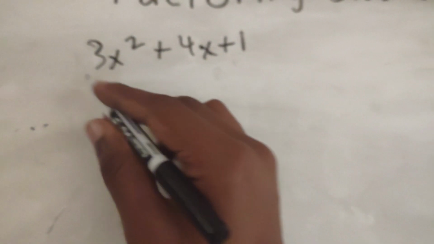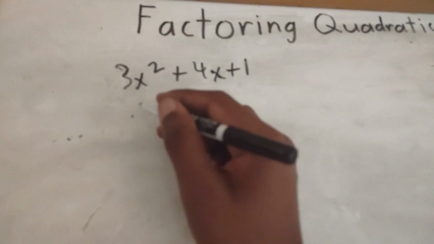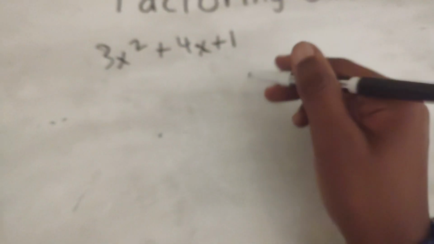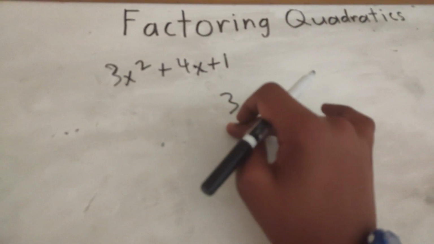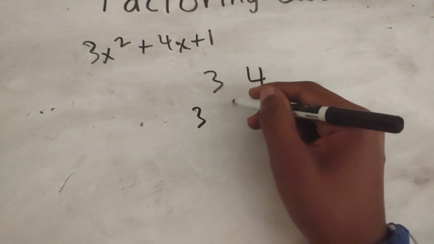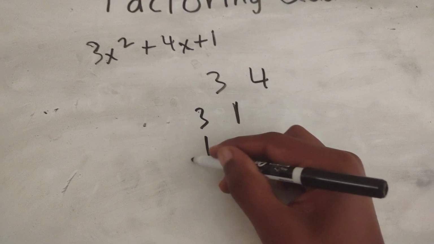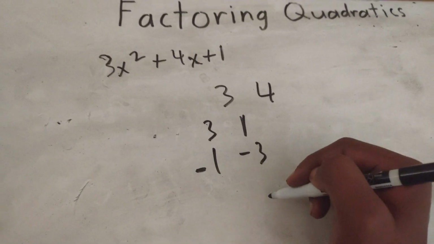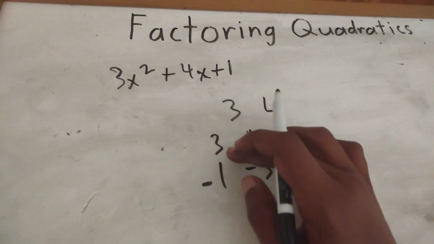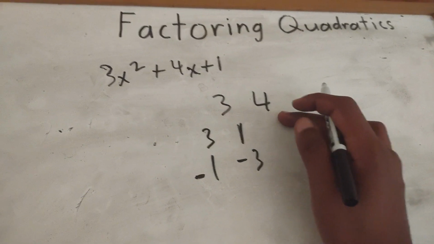So now, what do you do when you've got a quadratic like this? Well, since a is equal to 3 this time, we can use the same method I did before. So we just multiply a by c. So 3 times 1 is 3. And then what two numbers multiply to get 3 and add to get 4? The factors of 3 include 3, 1, negative 1, negative 3, and that's it. As we can see, 3 and 1 end up making 4.